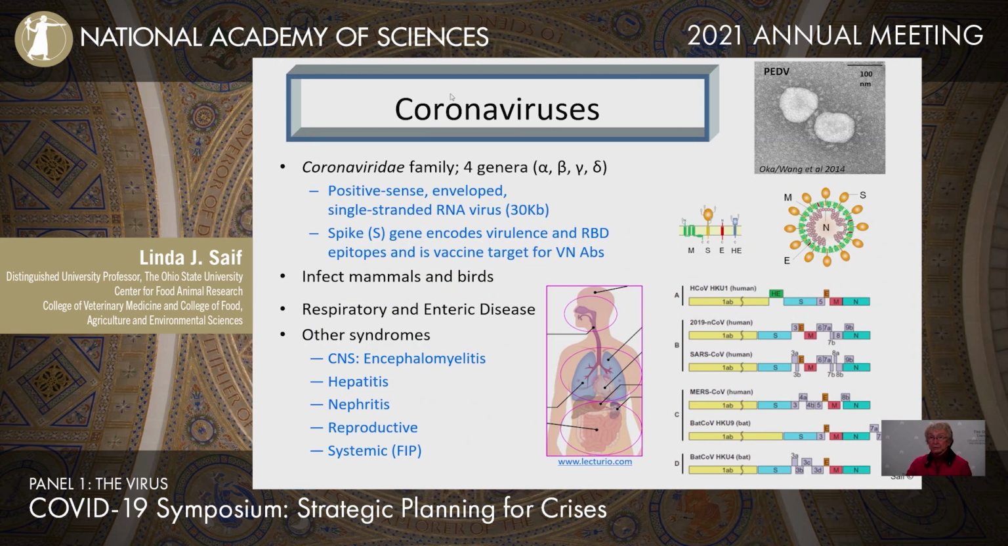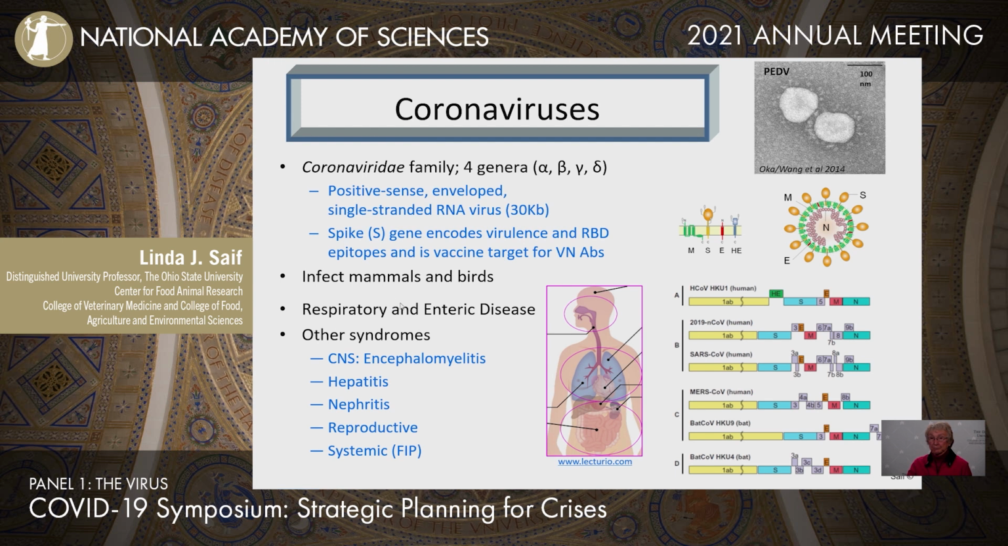So coronaviruses belong to the Coronaviridae family with 4 genera: alpha, beta, gamma, delta. They're positive-sense, enveloped, single-stranded RNA viruses, the largest RNA viruses. And the spike, shown here on the surface and schematically on a particle, encodes the virulence, receptor binding domain, epitopes, and is a vaccine target for virus-neutralizing antibodies.